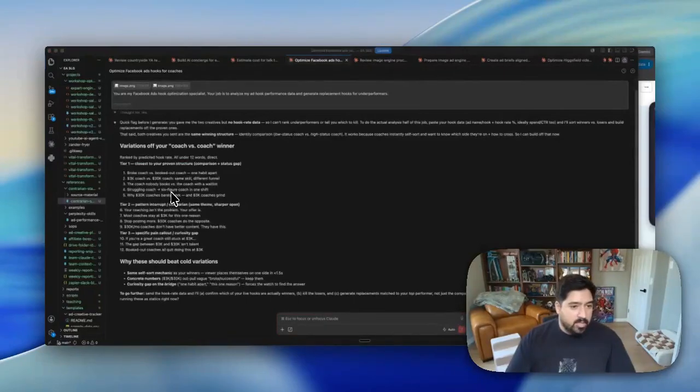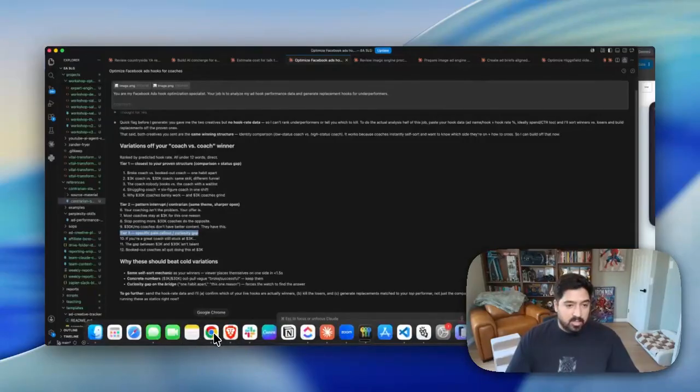Okay, so here are some variations. We've got this tier 1 closest to the proven structure, tier 2 with more pattern interrupt stuff, and then specific pain callouts and curiosity gap. All these are great, and it's very easy to actually start testing them.